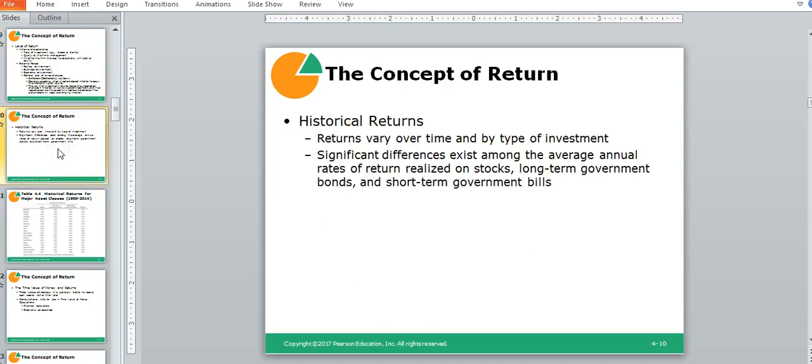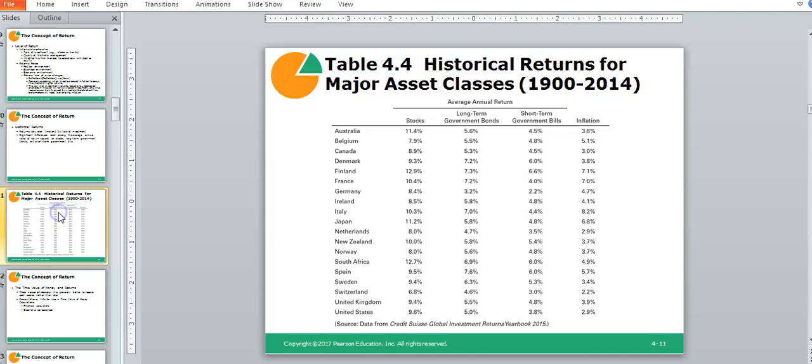So let's move on. Historical returns, I'm going to skip this because we've already talked about it. I find this chart to be very informative. What it does is it takes many countries and evaluates their stock performance over time and their government bond performance, which we're going to be studying next week, both long term and short term. Long term would be bonds that have a maturity date that's 10 years out. The bonds aren't going to mature for 10 years. And if that doesn't make sense right now, it will later.